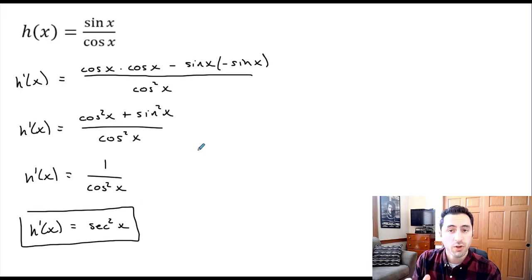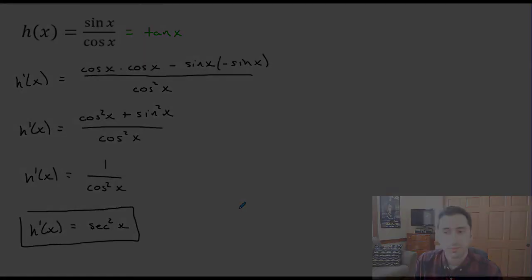Now, I just want to go back up to our original problem to take a look at this. So sine over cosine is actually the same as the tangent. So the derivative of tangent is equal to secant squared of x. So that's another theorem that we can use as we move forward, looking at functions that contain trig ratios.